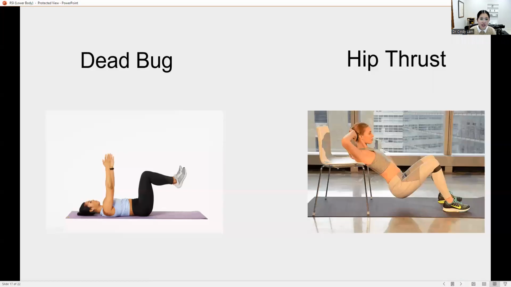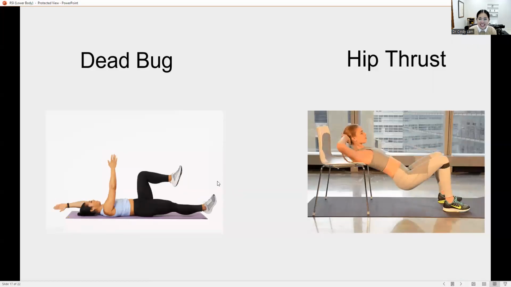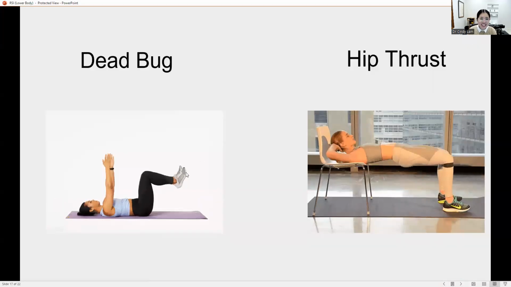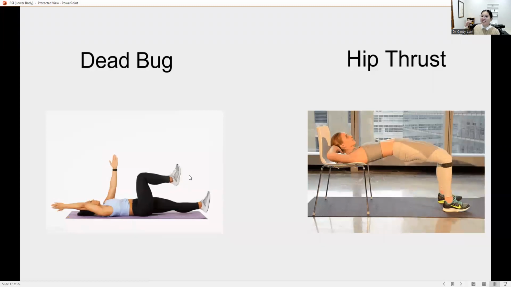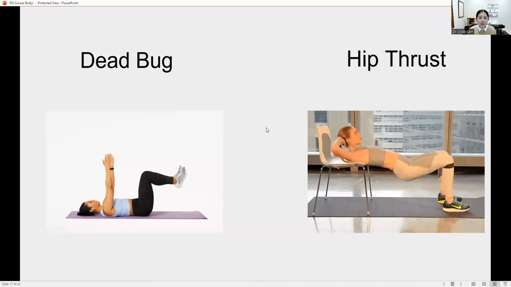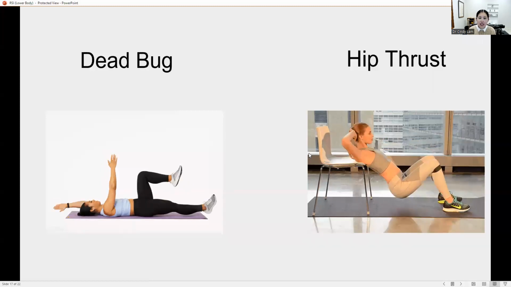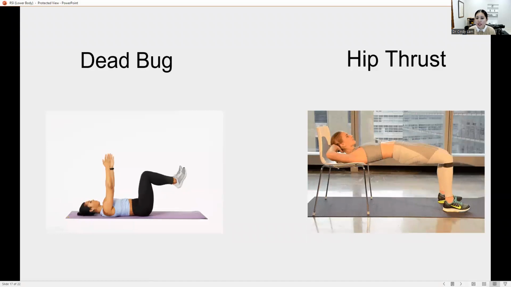So I recently discovered these GIFs, which is really exciting, which means I don't have to jump all the way back on the table to demonstrate. I wanted to show you 2 great exercises I often recommend to my patients to help with their core as well as their hips and glutes.